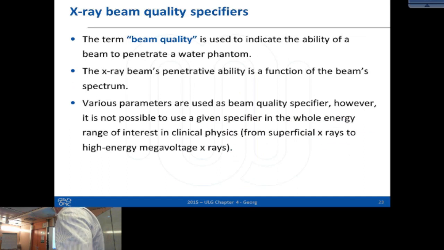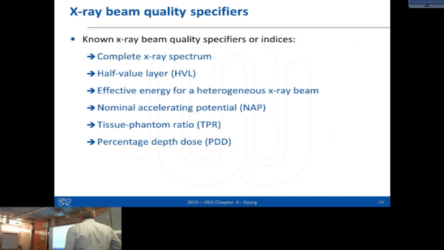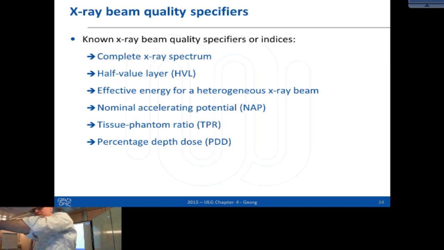Beam quality, I mentioned that already. While we have tissue phantom ratios as the nowadays accepted beam quality specifier for high energy photon beams, at least in Europe, in the US the PDDs are used. There you can also look at the percentage depth dose, at the dose value at 10 centimeter and 20 centimeter, and use this ratio to indicate a number that is specific to a certain beam. This was used some decades ago, but it's bad. A complete spectrum would be the nicest thing, but that's hard to measure.